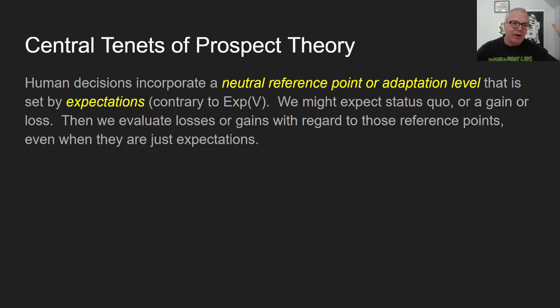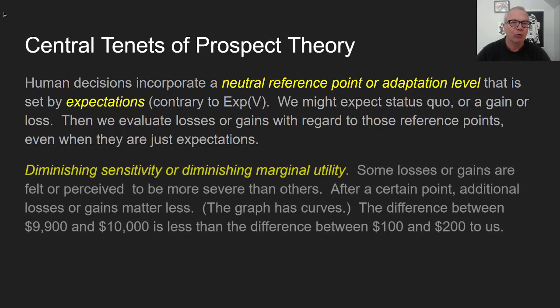That is, you get an idea in your head about something that's coming to you or something you're going to have to pay, and that sets your expectations, and that changes what you think is a gain or a loss or is a good thing or a bad thing. We might expect the status quo. We might want things to be the same. We might be expecting a gain. We might be expecting a loss. But whatever those expectations you have, those then contribute to how you evaluate subsequent losses and gains with regard to those reference points that you have in your head. And I'll explain that in a second with an example with Jack and Jill, and make it really clear what that neutral reference point business is about.